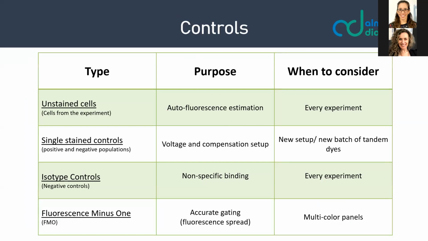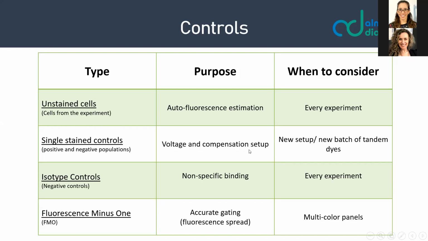So now we will look at the controls needed for our experiment. This is also something that I have gathered here from my personal experience. We will always need unstained cells, the same cells that will be used in the experiment. This is important in order to address and estimate the autofluorescence of your cells. We will also need single stain controls with distinct positive and negative populations. We need those single stain controls for voltage setup and also for compensation setup.